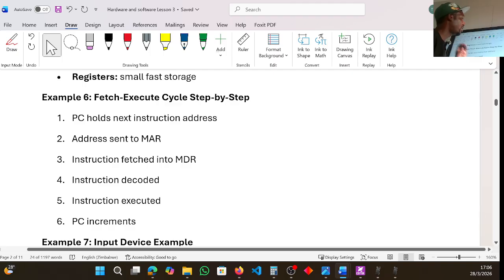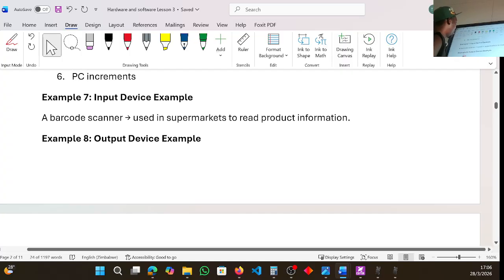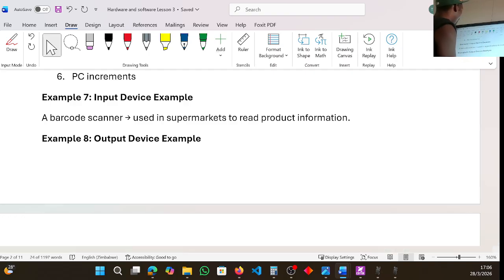We start with the PC holding the next instruction address, and then the address is sent to the memory address register. Then the instruction is fetched into the MDR, the instruction is decoded, the instruction is executed, then the program counter increments to the next instruction to be executed. Then input devices: for example, the touch screen, if you touch, the instruction is sent in. Even the microphone sends voice into the system.